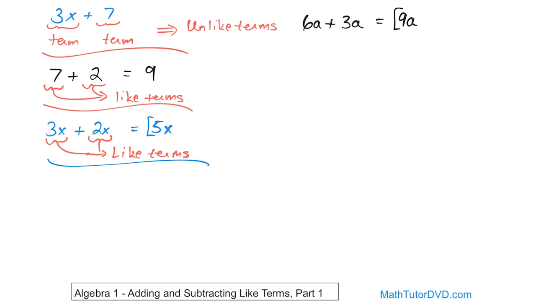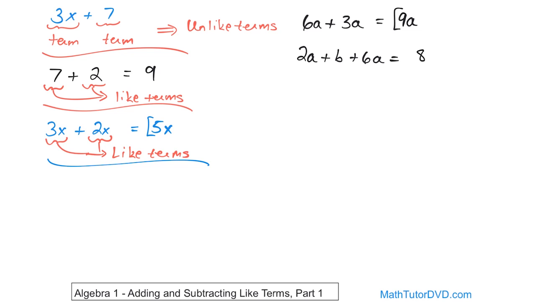What if you have 2a plus b plus 6a? How do you simplify this? Well, you see you have two a's here and you have 6 a's here. So these terms are like terms. But the b is completely different. It's unlike those two. But I can still add the like terms.